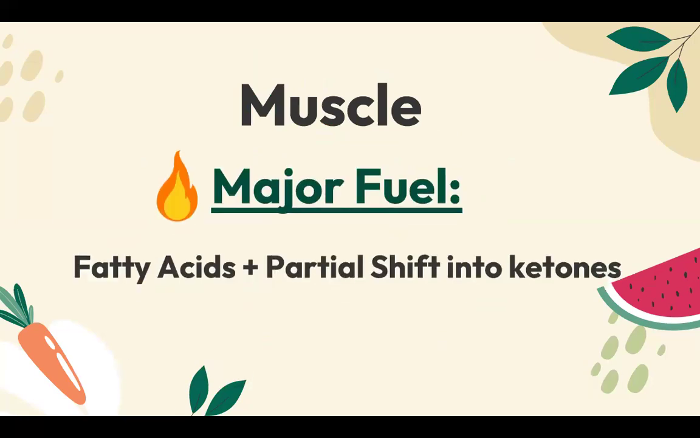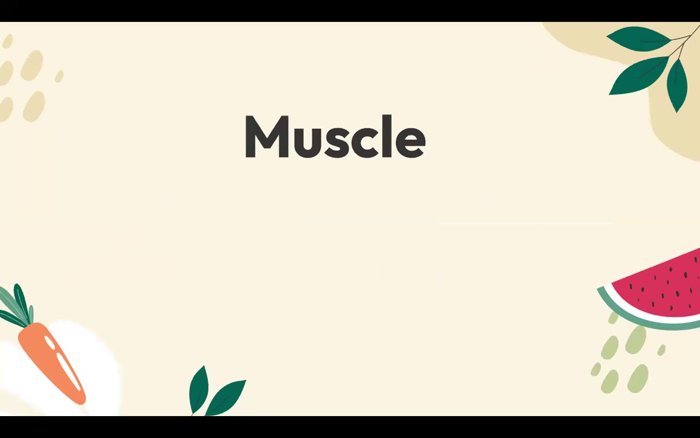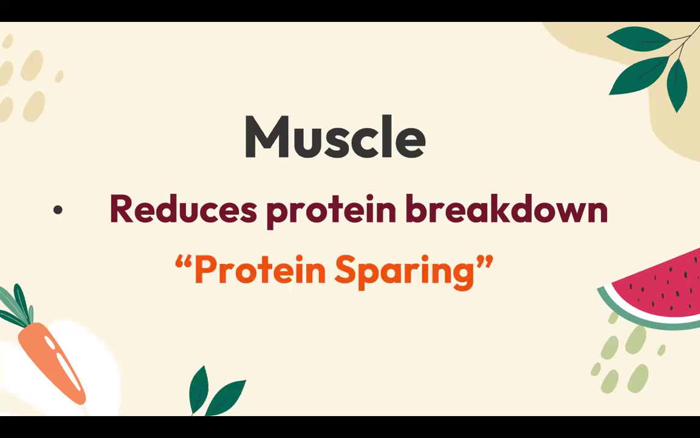Okay, next, the muscle. The main energy source would be fatty acids. However, we would also have a partial shift into using ketones as an energy source. Let's see why that happens. Now, we said in a prolonged starvation state there's a lot of gluconeogenesis in the liver, right? And this means a lot of protein getting broken down to amino acids. In the long term this wouldn't be good because we want to preserve protein. We need protein for other processes. So to reduce the protein breakdown, the muscle starts using ketones instead to produce energy. This whole thing is called protein sparing.